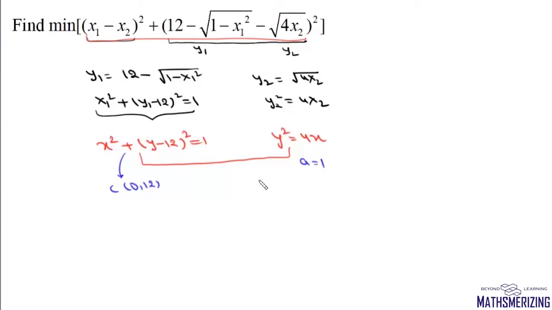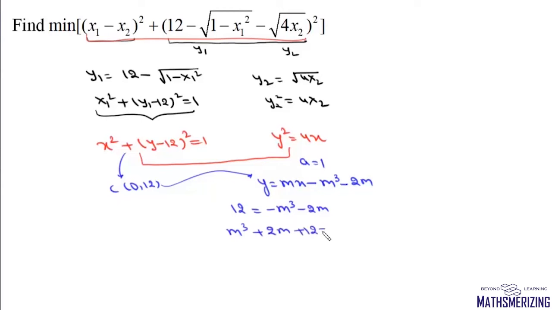Equation of normal for this parabola will be y equals mx minus am cube minus 2am. Now we need that normal of parabola which passes through (0, 12). So we'll put x as 0 and y as 12. So it'll be 12 equals minus m cube minus 2m. So we can write this equation as m cube plus 2m plus 12 equals 0. If we'll put m as minus 2, we can write minus 8 minus 4 plus 12 equals 0.